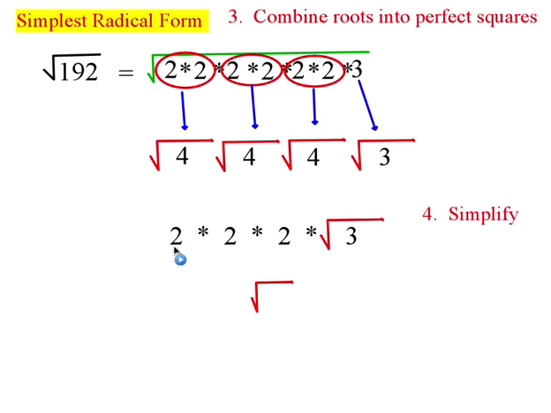Finally, I can simplify by multiplying 2 times 2 times 2 together to get 8. I still have 3 left under the radical sign. My final simplest radical form is 8 square root 3.